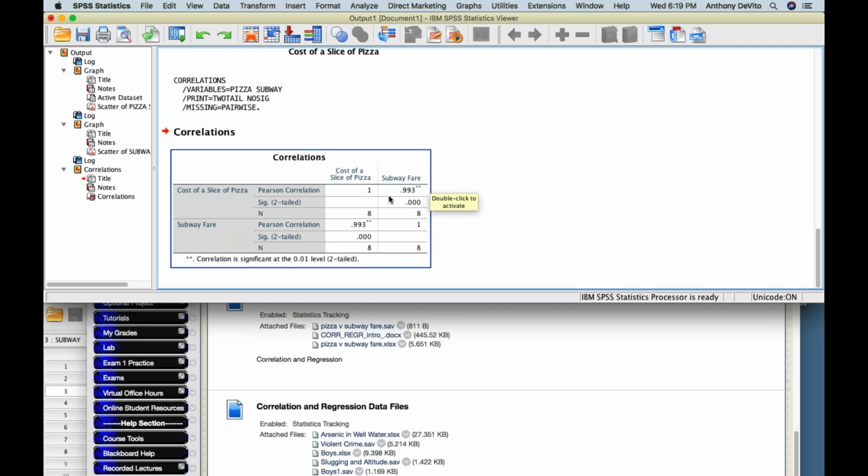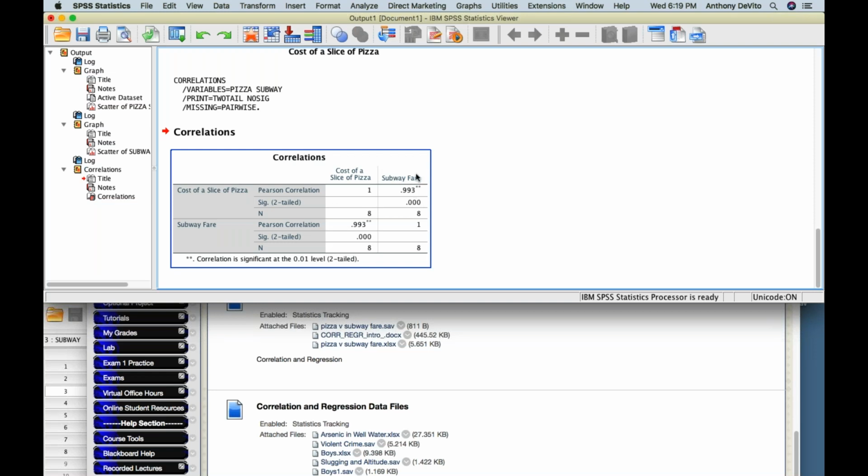Now, I'm okay with this on correlation because I'm not making any predictions about causality. I don't see any reason why the cost of a slice of pizza might make the subway fare change, just like I don't see why the cost of the subway might make the cost of a slice of pizza change. There are other things going on in the economic world that raise the price of both of them at the same time, apparently. It just happens that these psychologically seem to be very strongly associated.